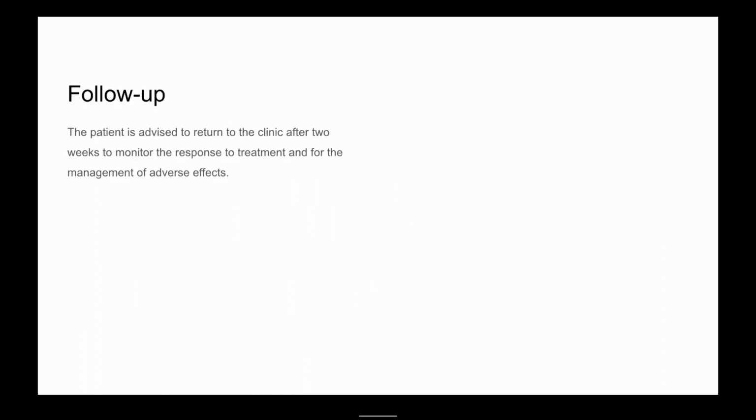The patient is also referred to the hospital's tuberculosis control program for contact tracing and management of the patient's family members and close contacts. The patient is advised to return to the clinic after 2 weeks to monitor the response to treatment and for the management of adverse effects. During the prescription of treatment, you have to tell the patient that after taking the drug, he might get dark or orange colored urine. He should not worry and should not discontinue the treatment. It is one of the side effects of the therapy.